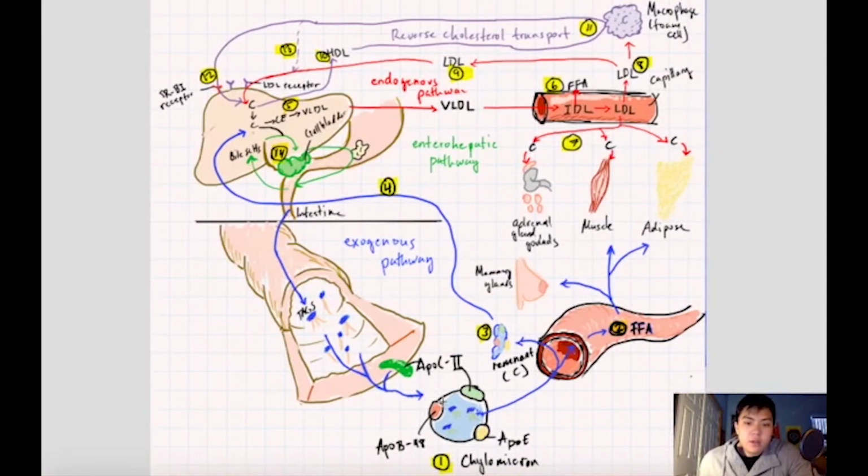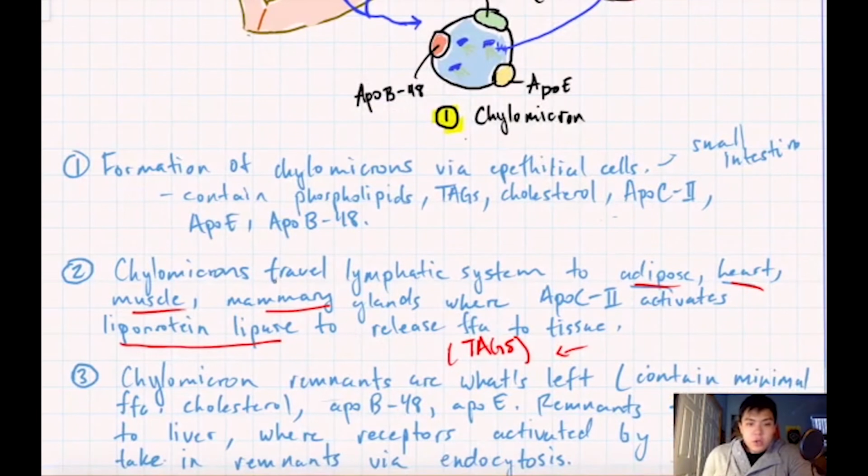And you're also going to have your three apolipoproteins, so ApoB48, ApoC2, and ApoE. Additionally, you're going to have some cholesterol in there as well that you ingest from your diet. Once this is formed, it enters your lymphatic system, where it can target certain parts of your body, like mammary glands, muscle, or adipose. Your ApoC2 is going to activate lipoprotein lipase, and you're going to release free fatty acids to these tissues.